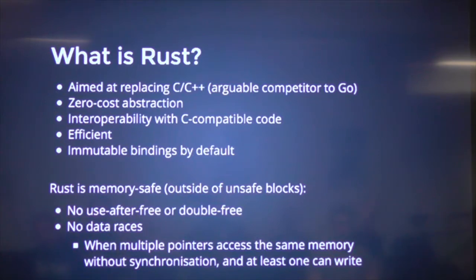So zero cost abstraction, which is a term that C++ tends to use. You don't pay for features you don't use, and even the ones you do use, they should have as minimal impact on performance and runtime as possible. A big goal is interoperability with C. So that way you can call C libraries and you can incrementally replace parts of your application library written in C or C++ with Rust because of that compatibility. It's aimed at being very efficient.